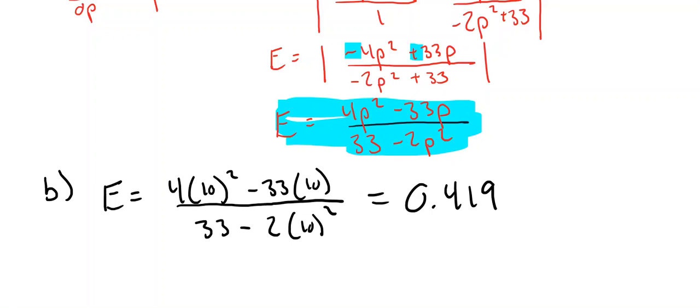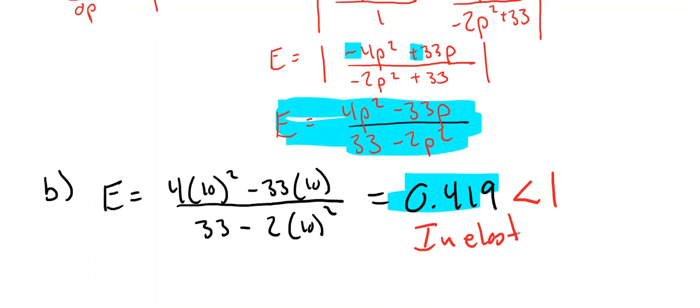Well, the interpretation of this, because this is less than 1, that means this is inelastic. This is an inelastic situation, which means that for a given increase in price, the quantity demanded will decrease less than that. Inelastic, which also means that increasing price will increase revenue at this particular price point.